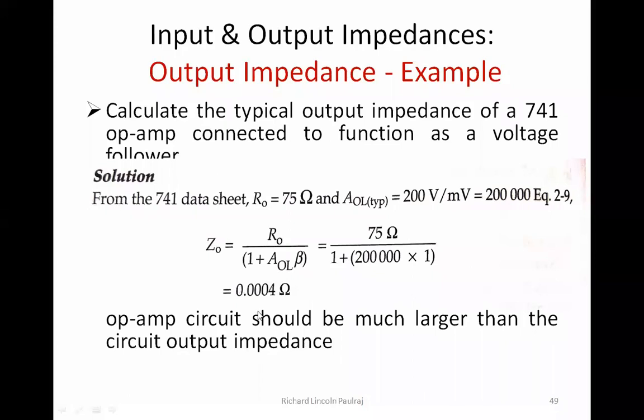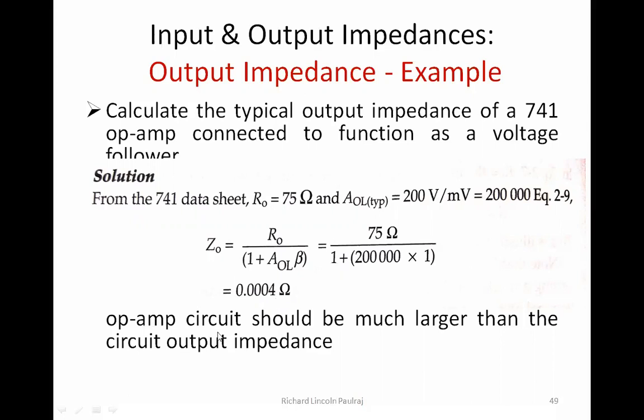Please take out your calculators and tell me if these values are coming out to be 0.004 ohms. Correct, sir. Okay, fine. So we are looking at very small output impedance, right? It's very small, 0.004 ohms is almost negligible.